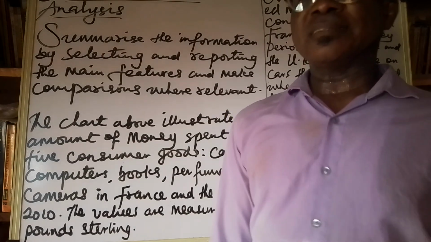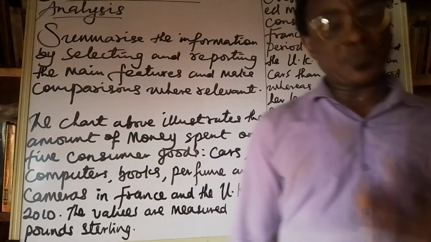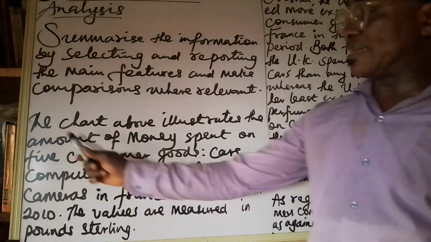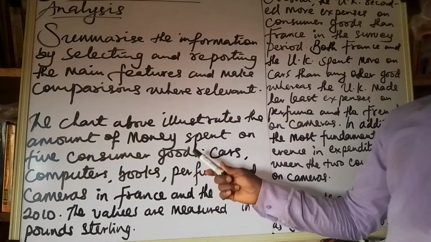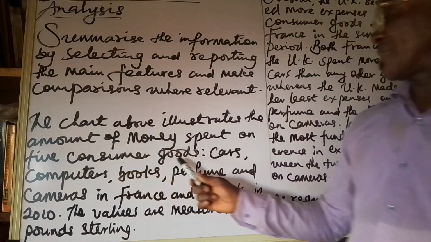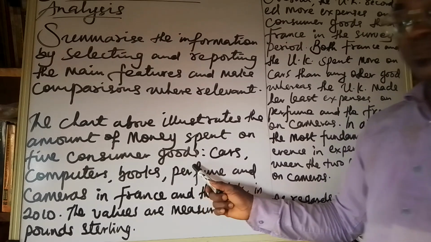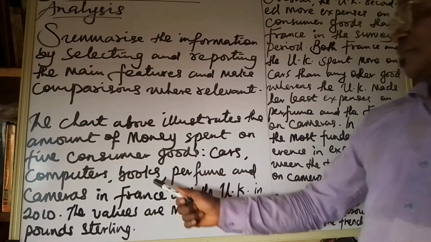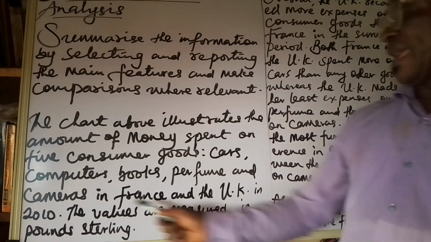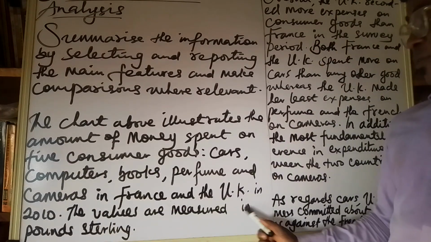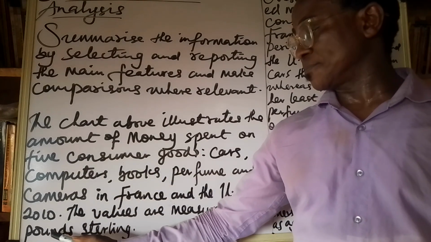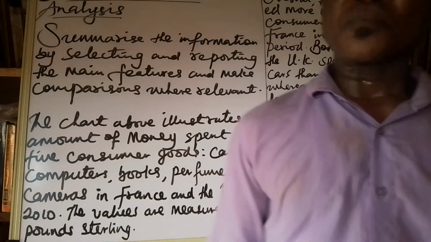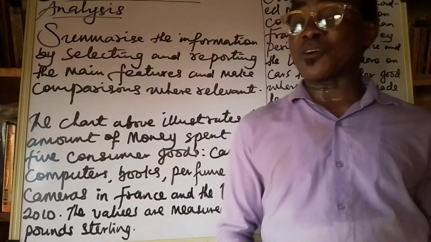That is our task. Now, like I said, the intro, the first paragraph, is the paraphrase of the topic. Here it says, the chart above illustrates the amount of money spent on 5 consumer goods: cars, computers, books, perfume, and cameras in France and the UK in 2010. The values are measured in pounds sterling. That's the first paragraph. You can call it the intro.